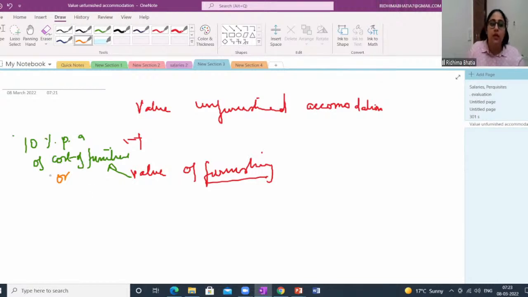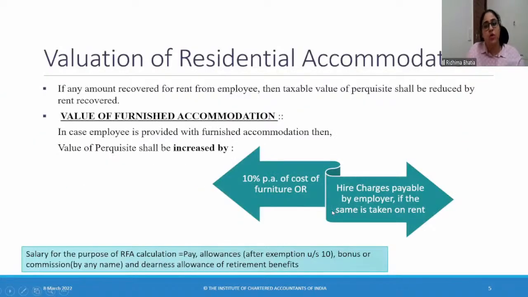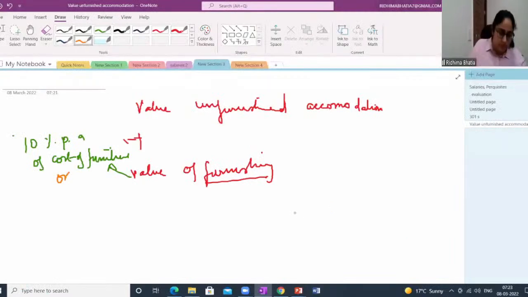Okay. So again, value of unfurnished accommodation calculated, add the value of furnishing, which would be either 10% per annum if it is owned by employer, or it would be the higher of the rental charges paid by employer on that furniture which is provided to you. Clear? Then another typical scenario, students, one thing can happen.